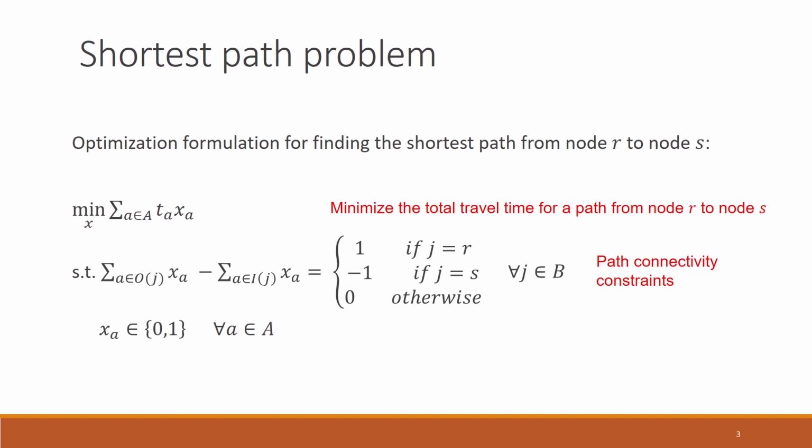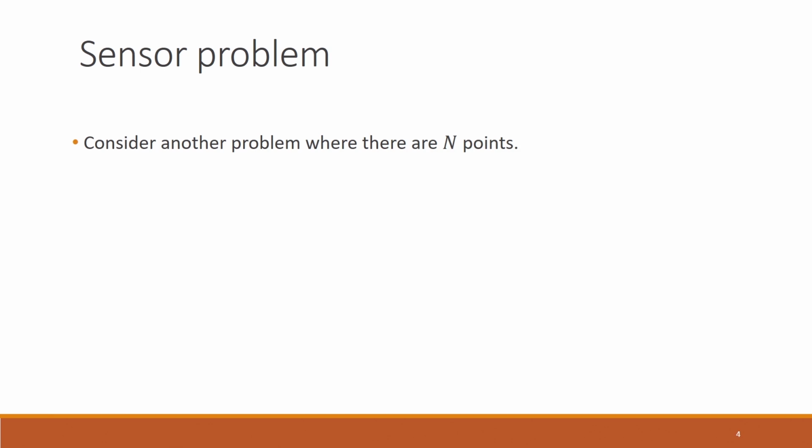The first set of constraints is the path connectivity constraint. As we had discussed, if a particular node is not part of the shortest path, or it is part of the shortest path but is neither origin nor destination, then the difference of these two summations is equal to 0. This difference is equal to 1 if it is the origin node, and equal to minus 1 if it is the destination node. Then we have the definitional constraints here, which say that XA will take binary values only, either 0 or 1. So, let us look at another important optimization formulation.